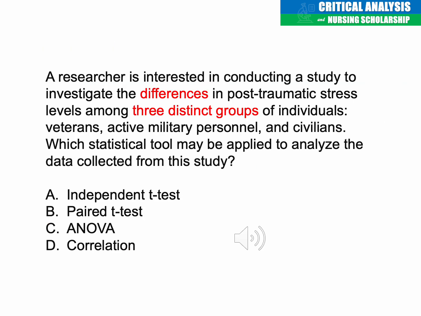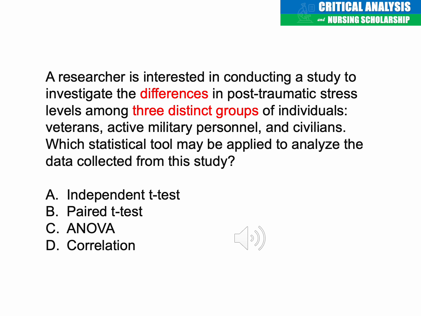Okay, let's try this question. A researcher is interested in conducting a study to investigate the differences in post-traumatic stress levels among three distinct groups of individuals: veterans, active military personnel, and civilians. The question is, which statistical tool or test may be applied to analyze the data collected from the study? And here, you are interested to know the differences in post-traumatic stress, and in here you have three distinct groups: A, independent t-test; B, paired t-test; C, ANOVA; D, correlation. What do you think is the answer?